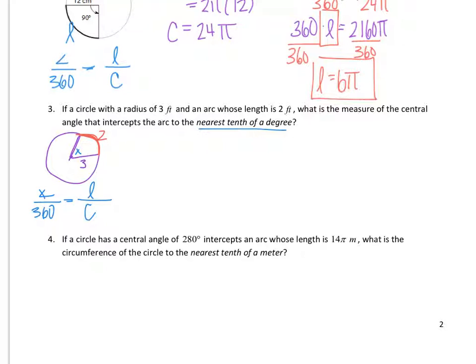So you should have had angle over 360 equals L over C. So here we are plugging in. We don't know the angle, so that'll be replaced by an x. We know the arc length is 2, but wait a second, we don't know the c. So that's something that we need to calculate first. Circumference equals 2 pi r. Go ahead and find this answer in terms of pi, just like we've been doing.